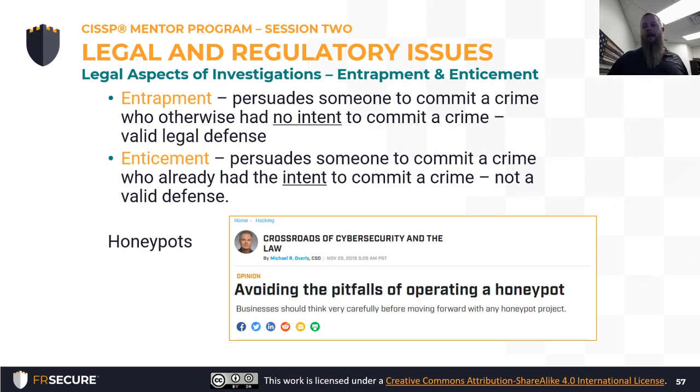Two other things that are important for the exam for sure: entrapment and enticement. It all comes down to the intent. So if I did something, it's not really lured, but the opportunity was there to do something criminal, and I had no intent of doing that. That's entrapment. The other is if you can say, well, you had intent to do that, and you were lured and you did the thing, that would be enticement. Entrapment is a valid legal defense. Enticement is not. So it's difficult sometimes to declare intent behind the actions that were taken.